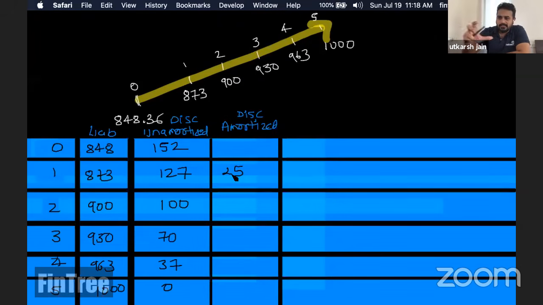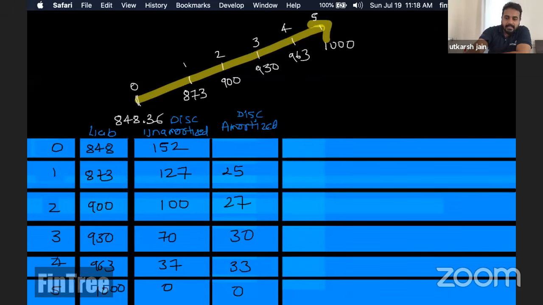Or you can also do it as a distance between these two, 152 and 127. How much is that? 25, right? So either you do it this way, it's going to be the same answer. Are you understanding this? But I'll recommend you do it from a liability amount. It's easier. The amount by which your liability is increasing every year, that is your amortized discount. So do it for the next year, please. 127 to 100. How much? 27. Then how much? 30. Then how much? This is 33. 33 and 0.